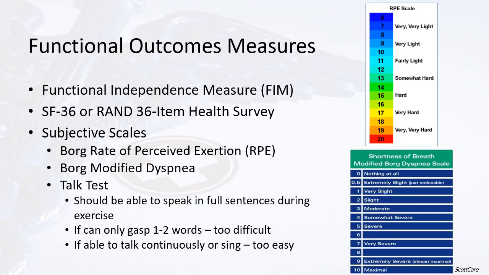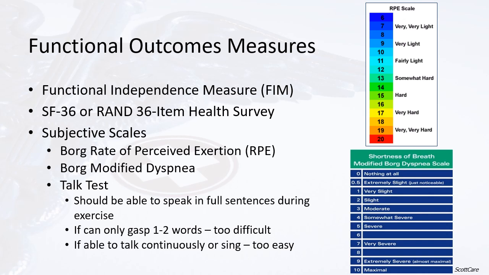Additional measures include the Functional Independence Measure, or the FIM, which can be measured over time, and the Short Form 36, or RAND 36 Item Health Survey, which assesses general health status. Subjective scales are also important, such as the Borg Rate of Perceived Exertion Scale, or RPE, shown in the upper right, and the Borg Modified Dyspnea Scale, shown in the lower right.